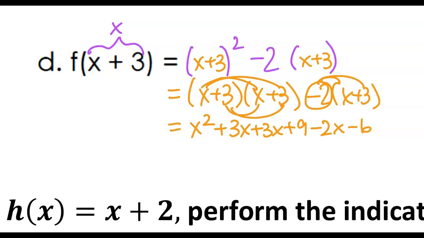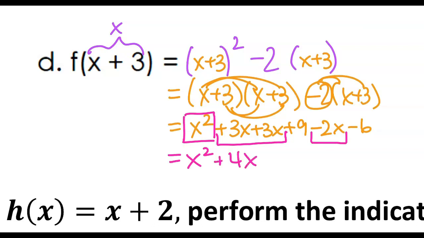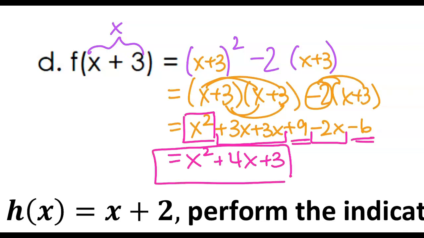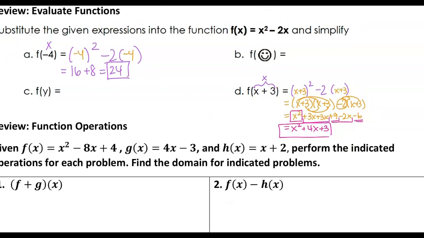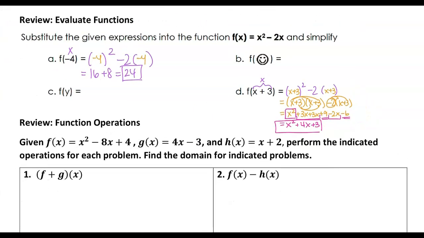It looks like a lot, but we're just going to combine everything that we can. So the x squared is just going to stay as it is. I can combine both of the 3x's and the negative 2x. So 3 plus 3 is 6. 6 minus 2 is going to give me 4x. And then 9 minus 6 is positive 3. That would be your answer. So far, so good? Okay, let's look at the next section.